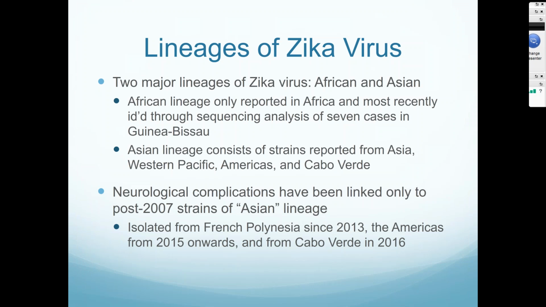Two major lineages of Zika virus occur, the African and the Asian. African lineage only reported in Africa and most recently identified in sequence analysis of 7 cases in Guinea-Bissau, and Asian consists of strains from Asia, Western Pacific, Americas, and Cabo Verde. Let us remember that these have been around a long time. First found in French Polynesia, where in the 50s they identified cases of Zika.